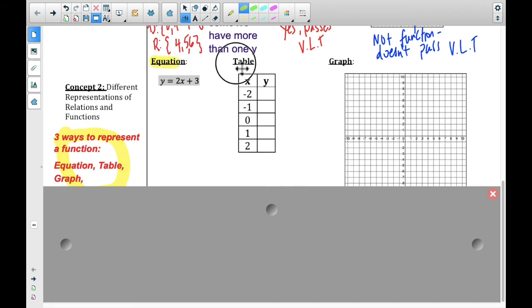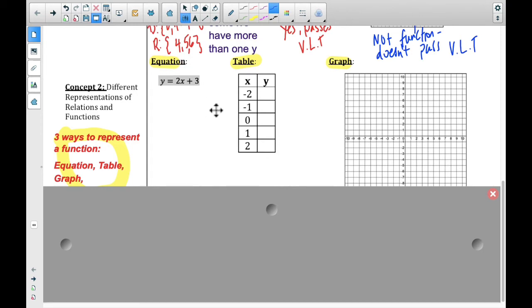We have an equation, a table, and a graph. Each of those is going to represent a function. If we look at the equation, here's our equation. That is a line, right? You have learned linear equations before, and this is in slope-intercept form, y equals mx plus b. So if I graph this, I know how to graph that from y equals mx plus b.